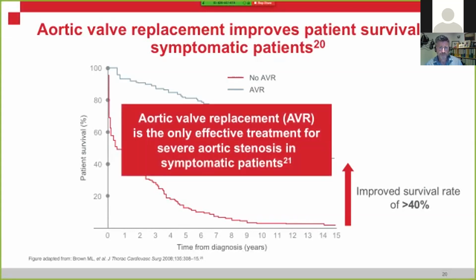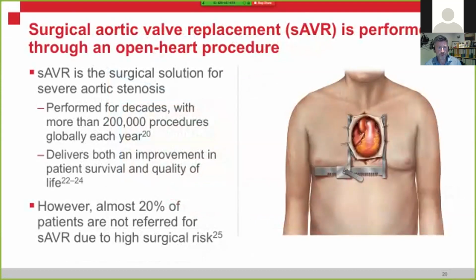It's the only effective treatment for severe aortic stenosis in symptomatic patients. There's absolutely no role for medical therapy aside from ameliorating symptoms. It's not going to make any difference from a prognostic point of view, but obviously surgery will.